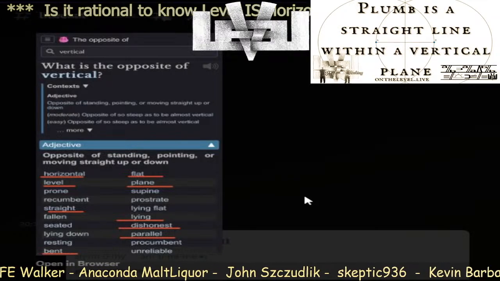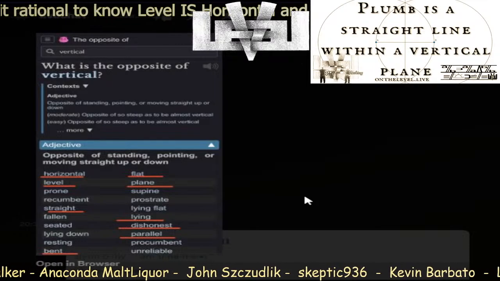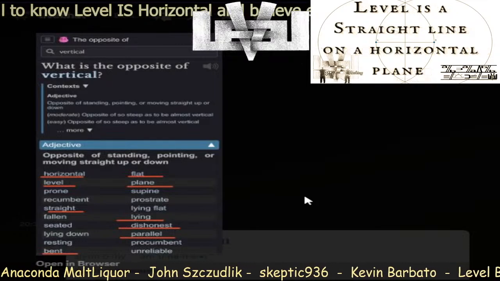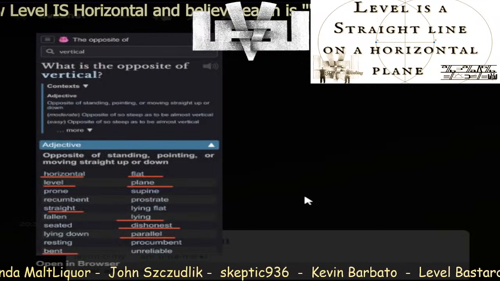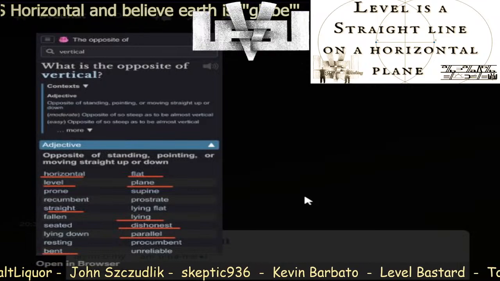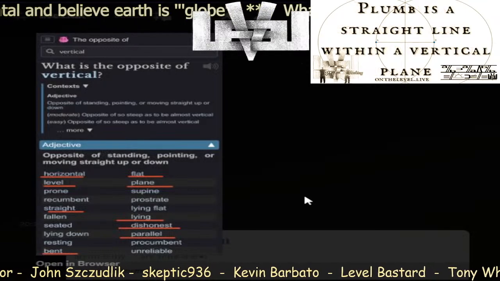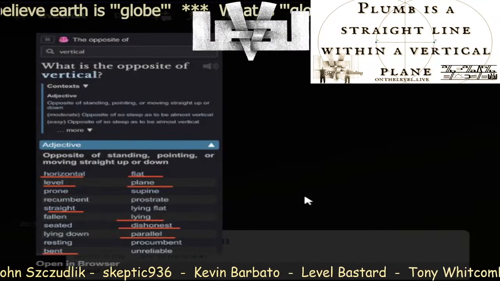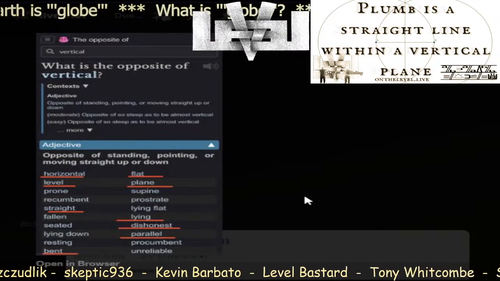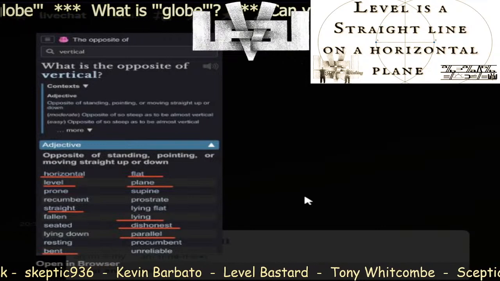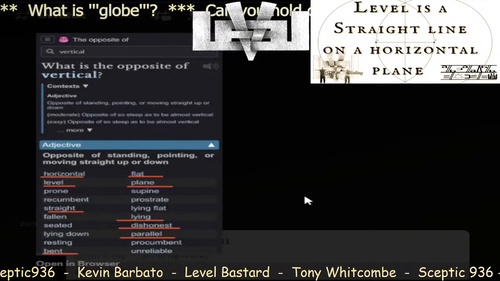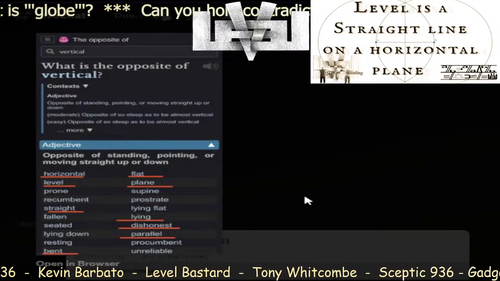Look in the left-hand column. You'll see straight, which Bev underlined, and bent. So if you have straight and bent, both being opposites of vertical, does that imply that straight and bent are synonyms? Think about that. Yes, it implies straight and bent are synonyms.